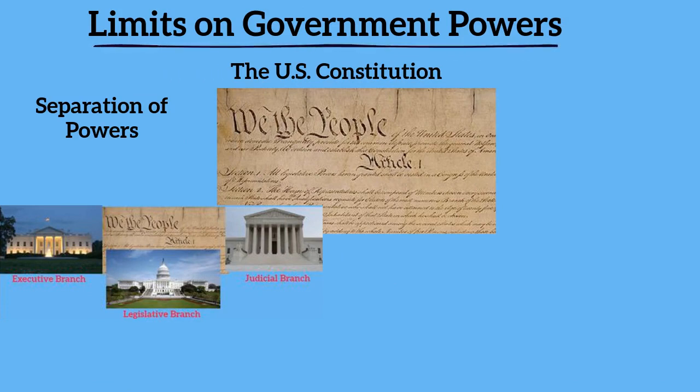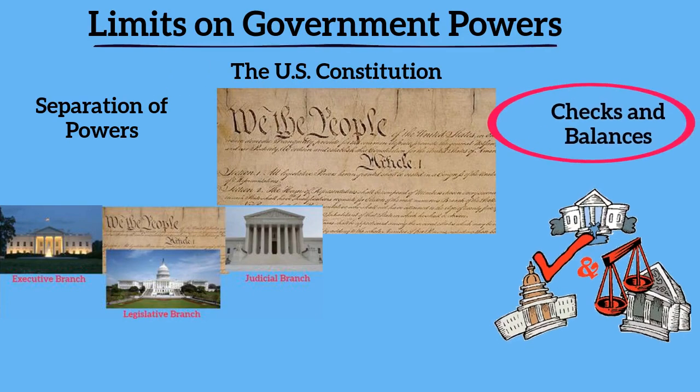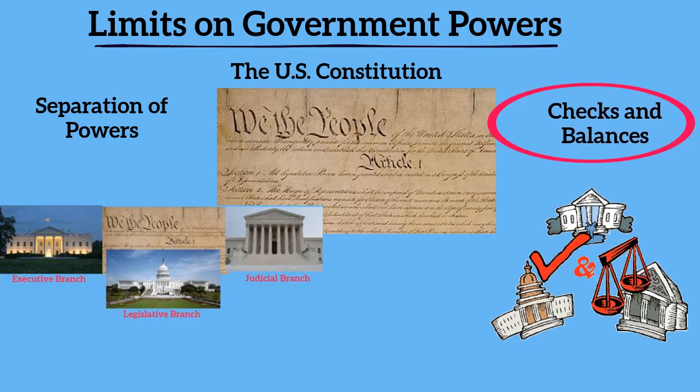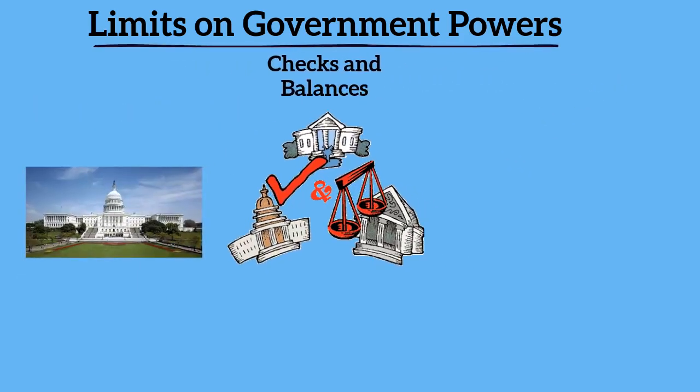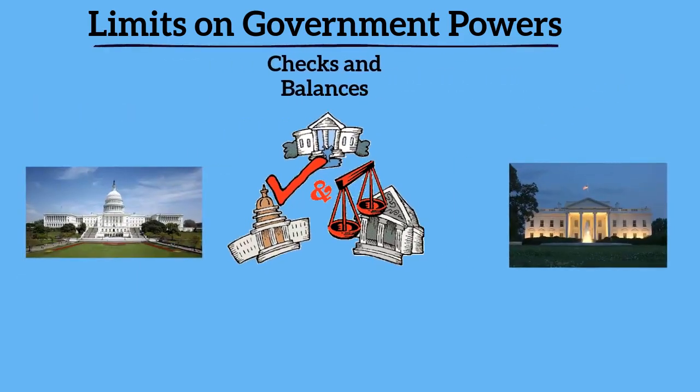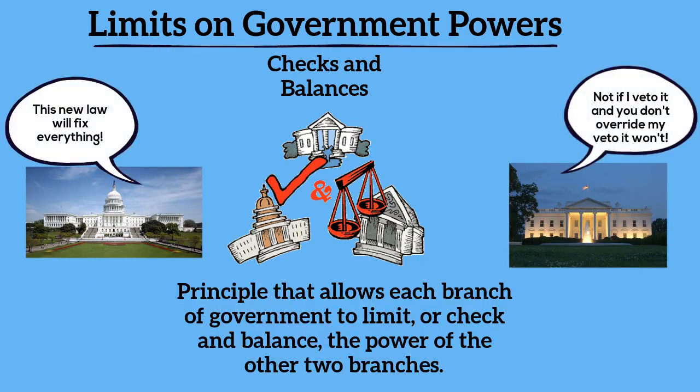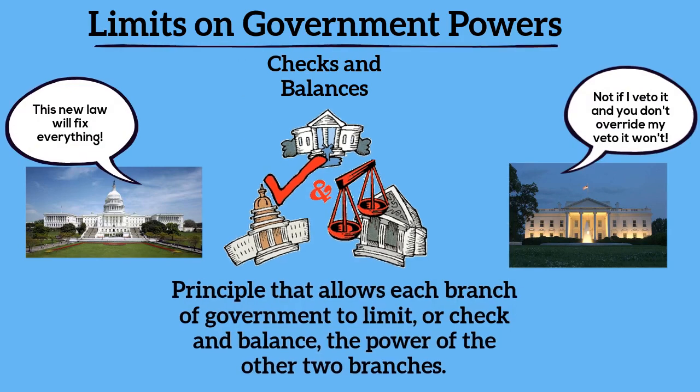To make sure that none of the three branches would become too powerful, the framers also established checks and balances. Remember, this is different from separation of powers. While separation of powers means that each branch has their own powers, checks and balances is a principle that allows each branch of government to limit or check and balance the power of the other two branches. So let's consider some examples.